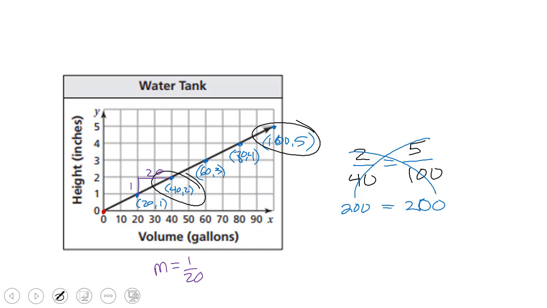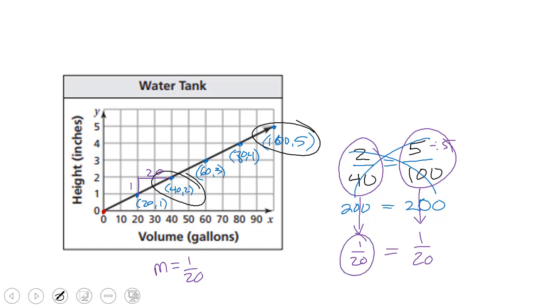Let's see if that's true. We took this first point right here. Let's simplify that point, 2 over 40. And if I divide both by 2, I get 1 over 20. And if I come to this 5 over 100 and simplify by dividing by 5, I also get 1 over 20, meaning it's proportional, and that is the slope. That is the slope of this line. For every 20 gallons, the height of this tank rises 1 inch.